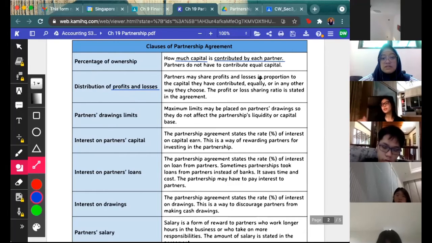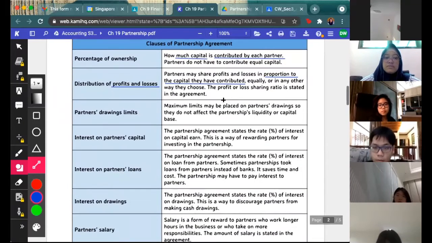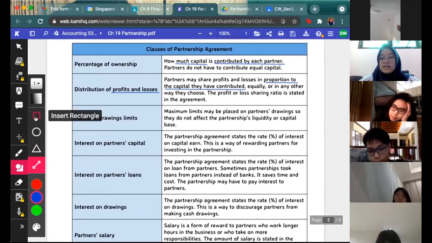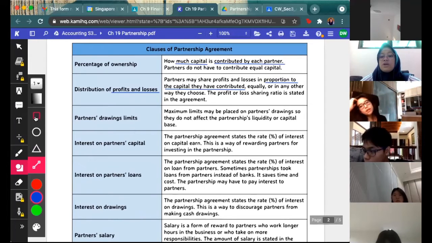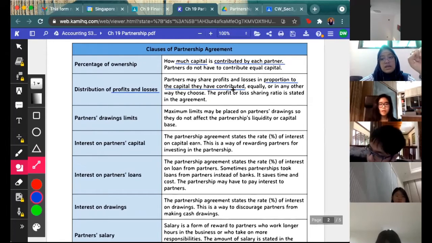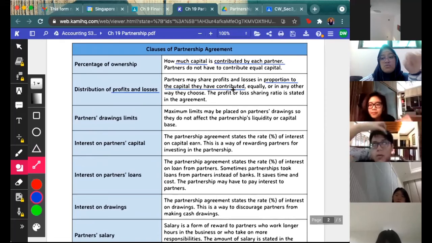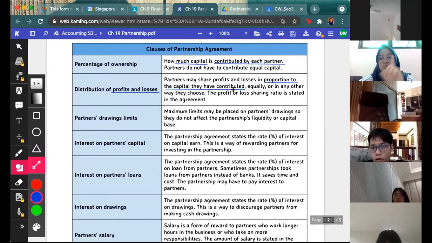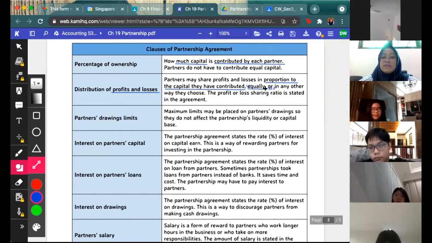Partners may share profits and losses in proportion to the capital they have contributed. What is the meaning of proportion to the capital they have contributed? For example, Isis gave 50,000. Daniela also gave 50,000, but Angel gave $100,000. So the proportion of the capital contributed is 50 compared to 50 compared to 100. If we simplify, it becomes 1 to 1 to 2 in a ratio. Or equally, 50-50, half-half, or in any other way they choose.